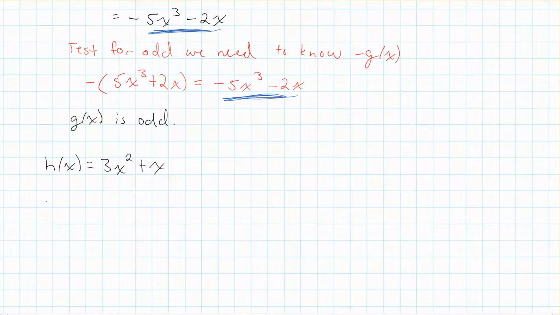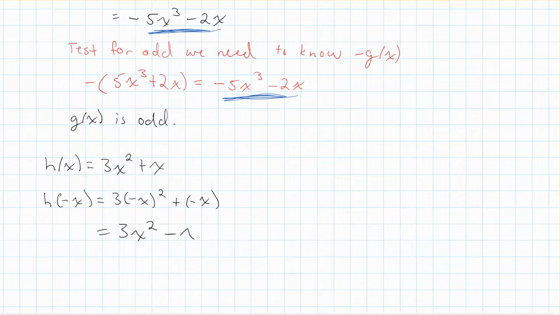So then let's go ahead and compute h at negative x, which would be 3 negative x squared plus negative x. Well, negative 1 squared is positive, so this would be 3x squared minus x. Now right away we can see this is not even because it's not exactly the same. I have a negative here and a positive here, so we're not even.